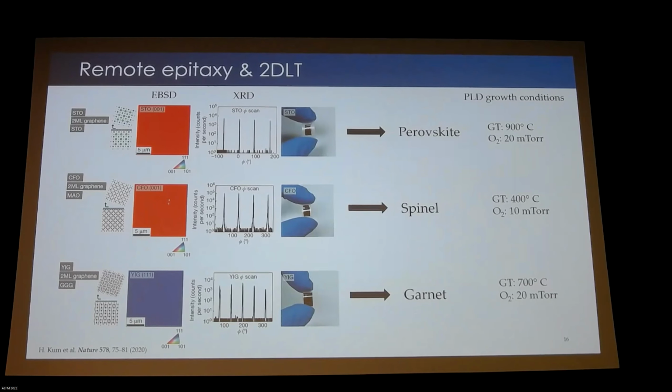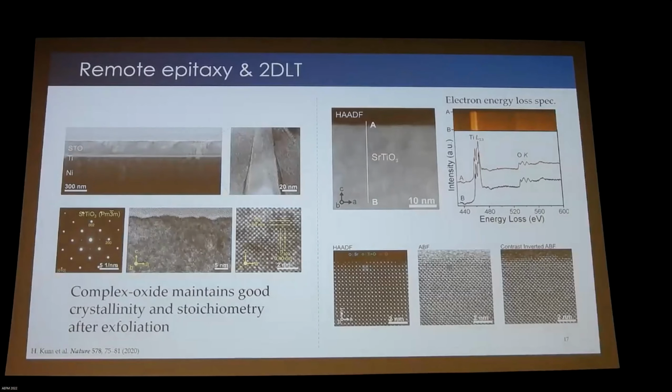And we were able to demonstrate all these different complex oxide materials with different crystallinity, such as STO, which is a perovskite, CFO, which is a spinel, YIG, which is a garnet. And we also did a very detailed TEM analysis to make sure that the epitaxial layer that was grown through remote epitaxy had perfect stoichiometry from the interface. And we did very high resolution TEM to verify that there were no defects such as oxygen deficiencies and whatnot.